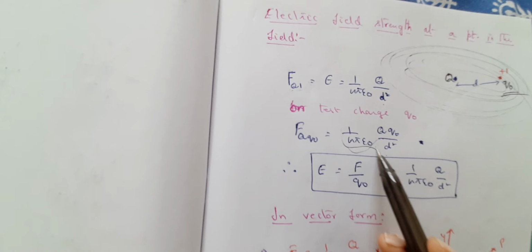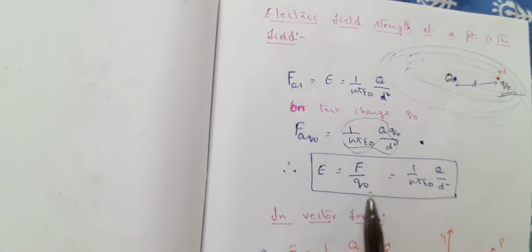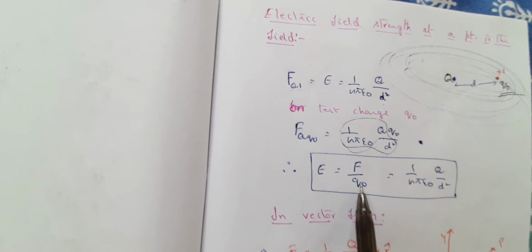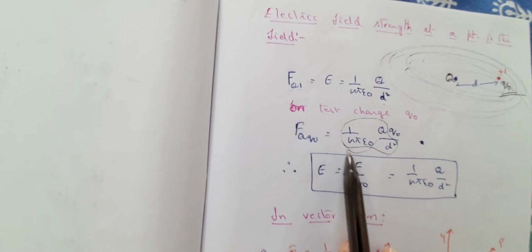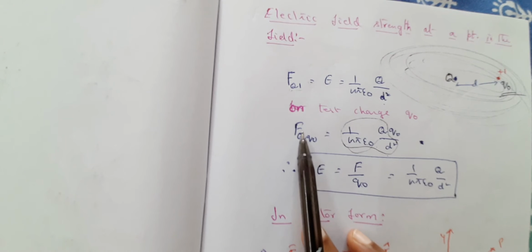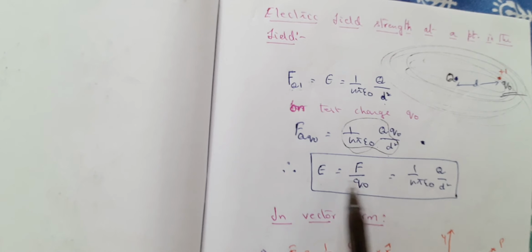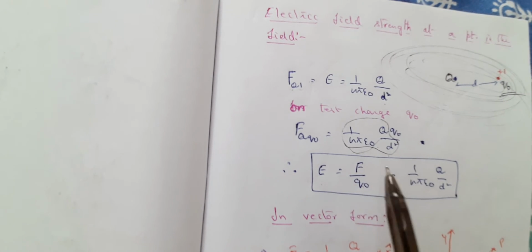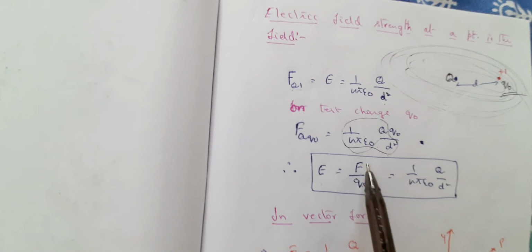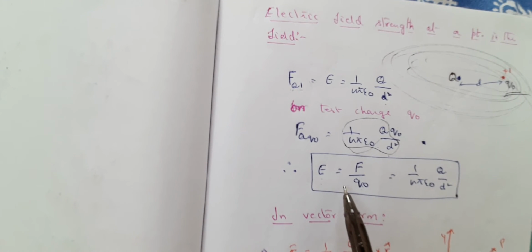Now this whole thing is E. Already you have defined it to be E. So E is equal to F by Q naught. So that's the relationship between electric field strength and the force. Suppose you have a test charge there, find the force first and then divide it by Q naught, you will get E. So this is the relationship between force and electric field strength.